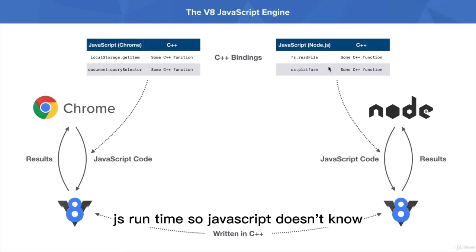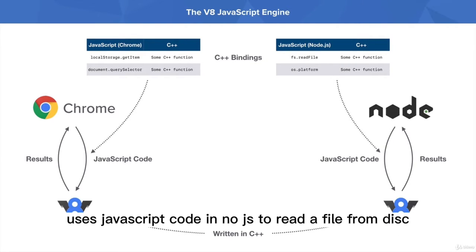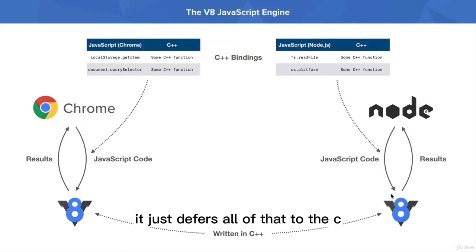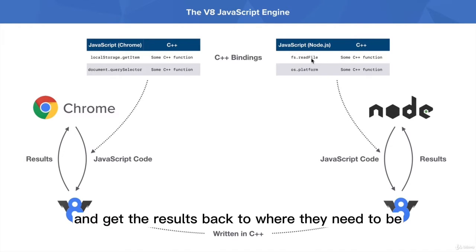So JavaScript doesn't know how to read a file from disk, but C++ does. So when someone uses JavaScript code in Node.js to read a file from disk, it just defers all of that to the C++ function that can actually read the file from disk and get the results back to where they need to be.